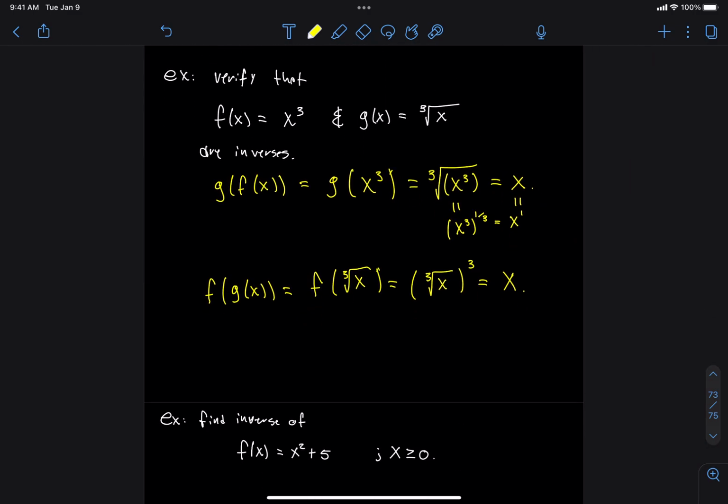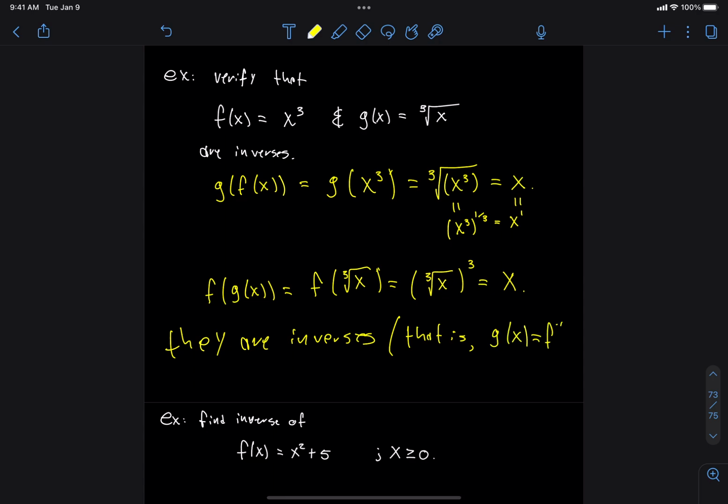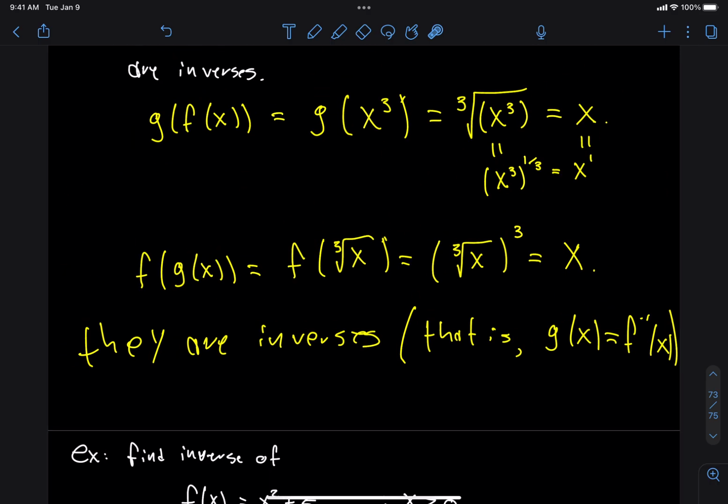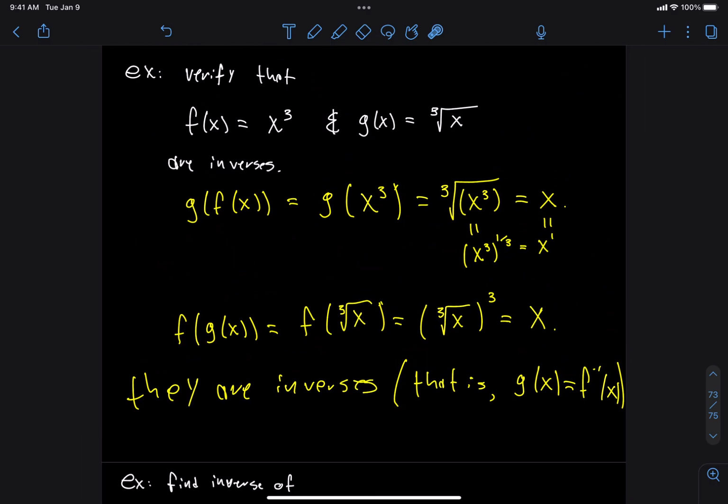So what can we conclude about these two functions? They are inverses. That is, g of x is equal to f inverse of x. Okay, that's another way we could say the same thing. G of x is equal to the inverse is the same as saying these two functions are inverses. Any questions on this process by which you can check if two functions are inverses?